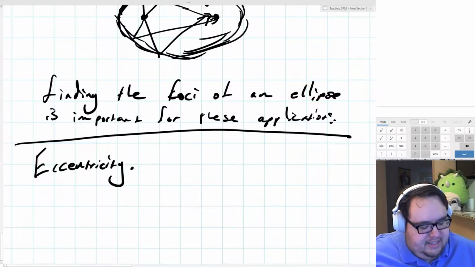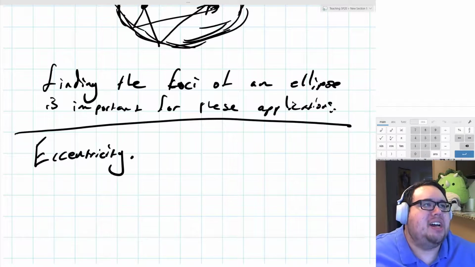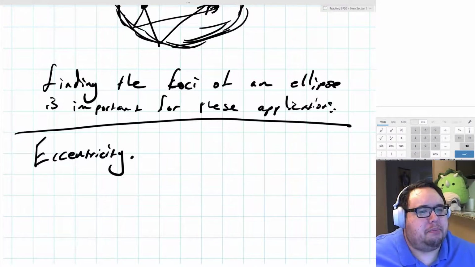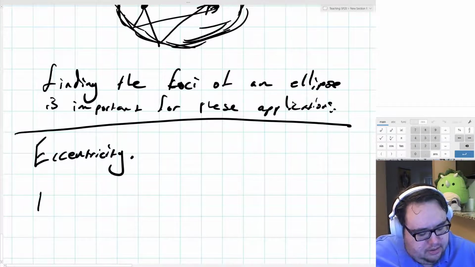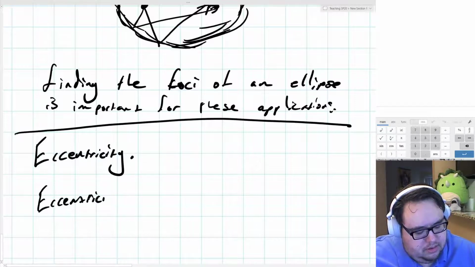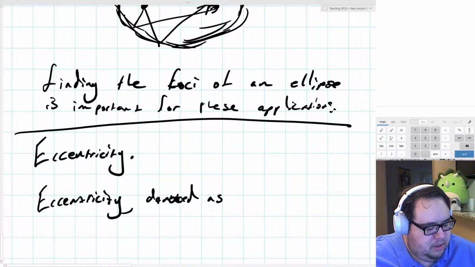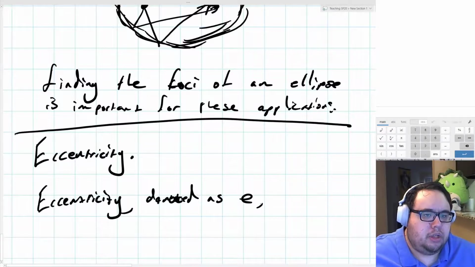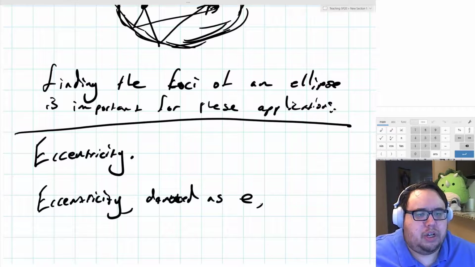So eccentricity is actually a property that applies to all conics, but we're not going to talk about how to compute eccentricity for hyperbolas. We just don't have time to deal with it. But eccentricity, denoted as E, which is annoying because for us E is Euler's constant. This is 2.71828. In the context of conics, E stands for eccentricity, not Euler's constant. Euler's constant doesn't really show up much in the study of conics, so E was a little bit free.